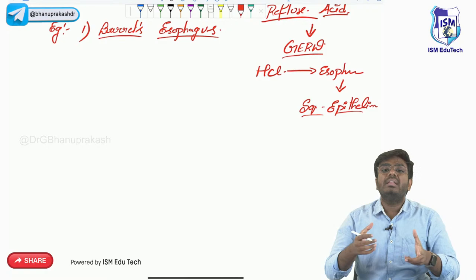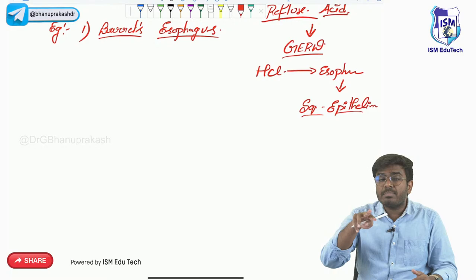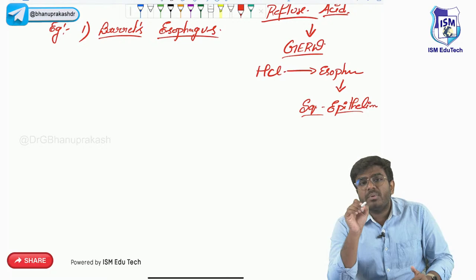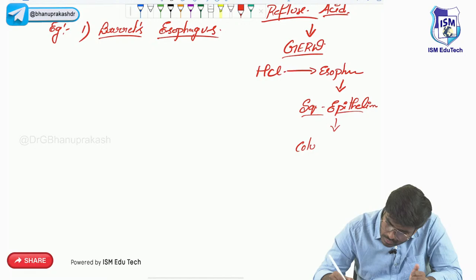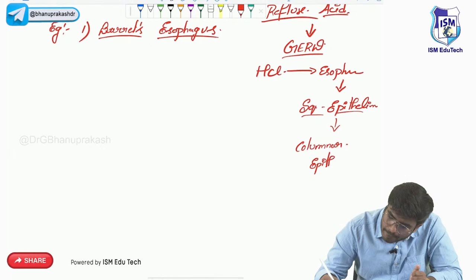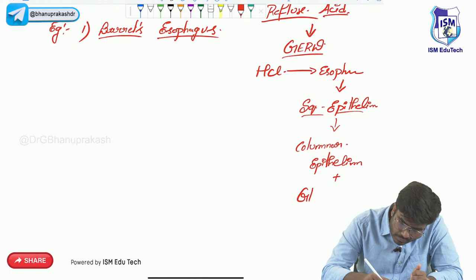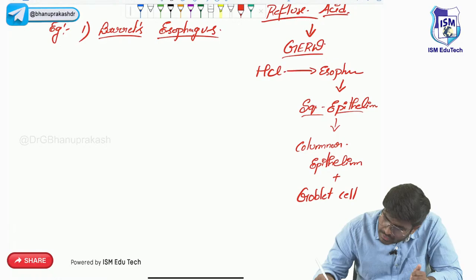The stem cells which are present in the esophagus have changed the program. Stem cell programming is happening. Now in the esophagus, squamous epithelium is not going to be produced. Instead of squamous epithelium, columnar epithelium is going to be produced. Columnar epithelium is produced along with goblet cells.